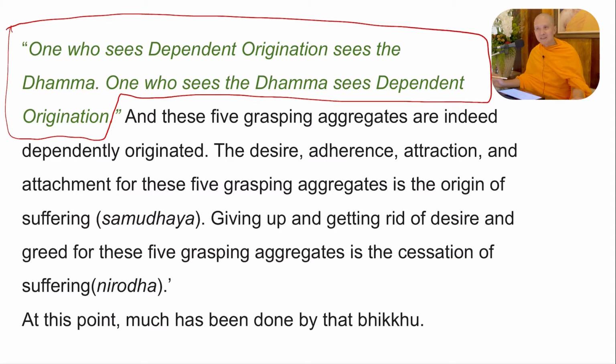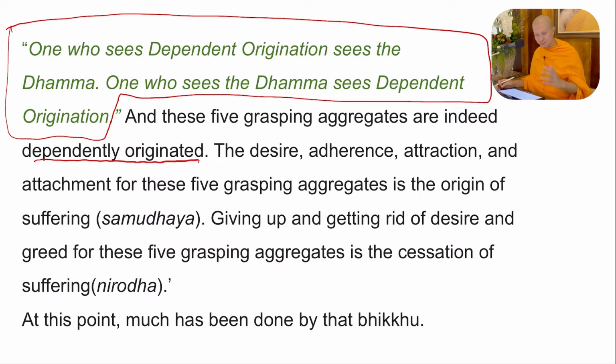Does it sound familiar to the last teaching? When you see Dhamma, you see me, right? When you see me, you see Dhamma. So are dependent origination, the Dhamma, and the Buddha the same thing? Do they point to the same thing? Interesting. And these 5 grasping aggregates are indeed dependently originated.